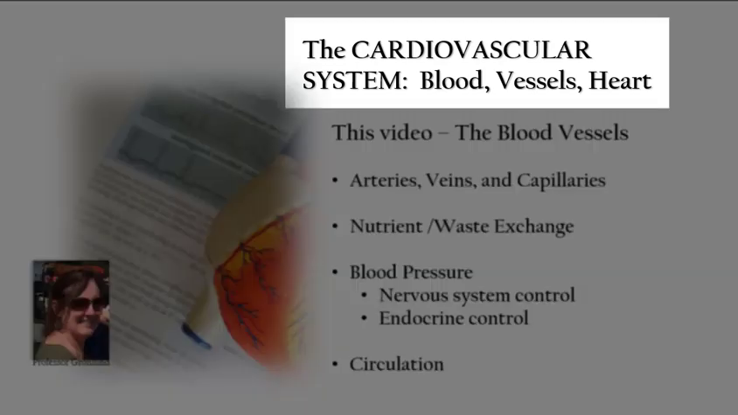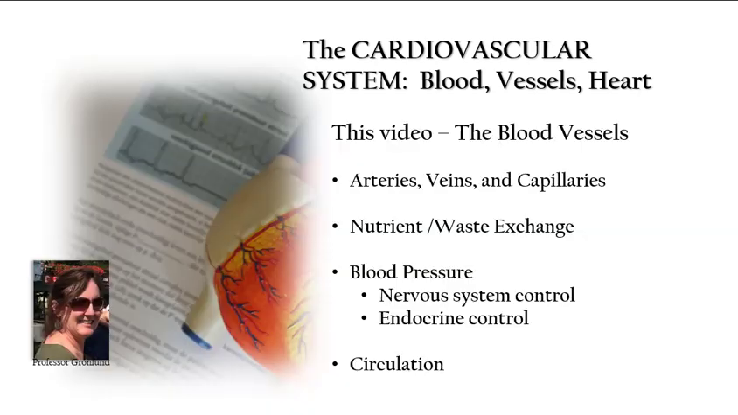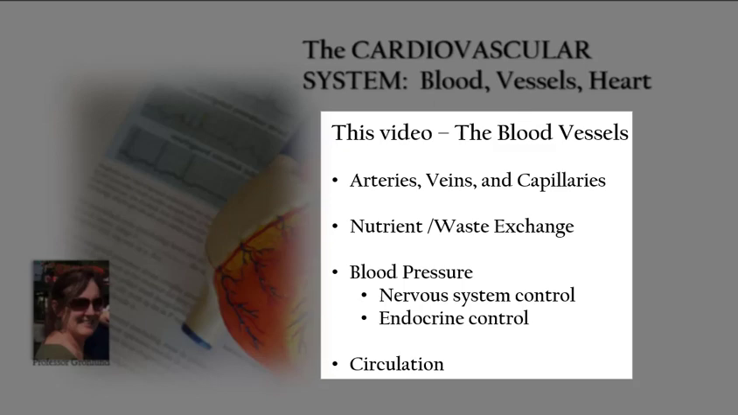The cardiovascular system consists of the blood vessels and the heart. In the broadest terms, the function of this system is to deliver nutrients, including oxygen, to the cells of the body, and to take waste products, including carbon dioxide, away from those cells. In other videos, the more specific functions of the blood and the heart will be described. In this video, we're going to focus on the blood vessels.